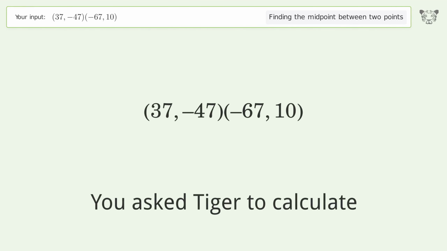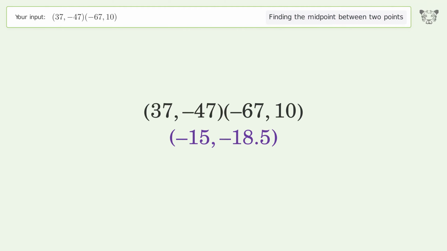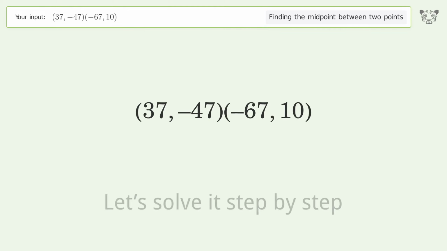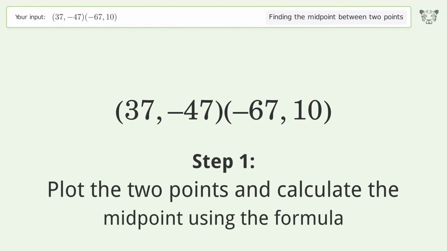You ask Tiger to calculate. This deals with finding the midpoint between 2 points. The midpoint between the 2 points is -15, -18.5. Let's solve it step by step. Plot the 2 points and calculate the midpoint using the formula.